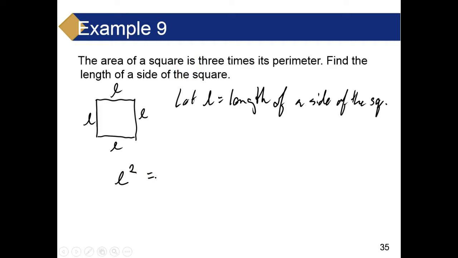3 times its perimeter. Okay, I think I know what 3 is. Now, what's the perimeter of the square? Add all the sides together. Let's start here. There's 1L, 2L, 3L, 4L. There's the perimeter of the square. But walk around the square. How far did you walk? 4L. 3 times its perimeter, which is 4L.